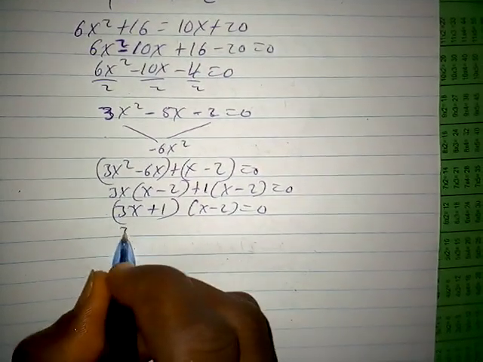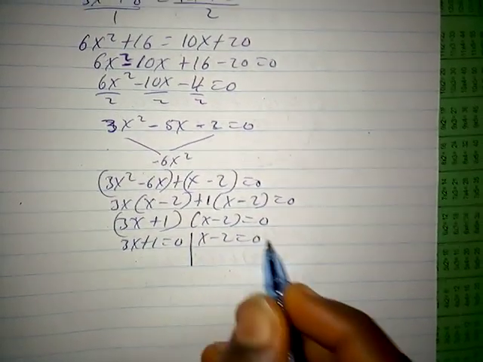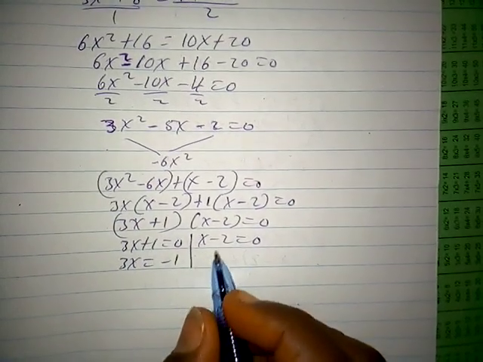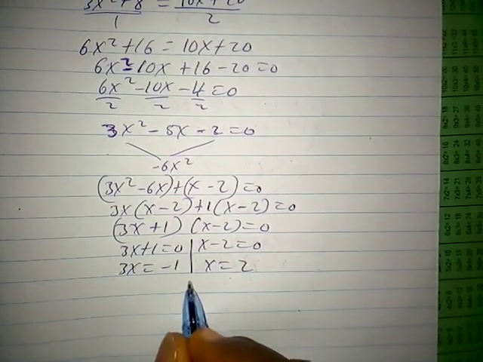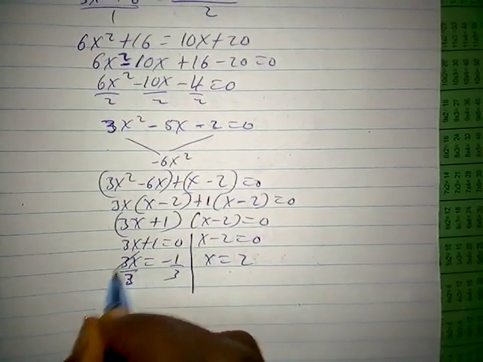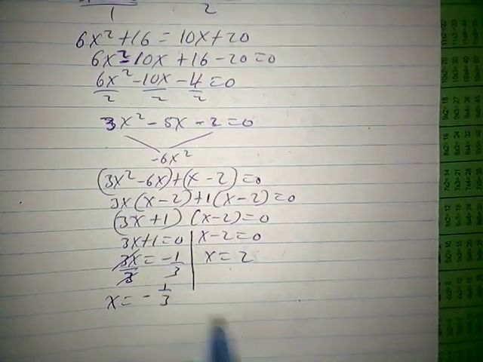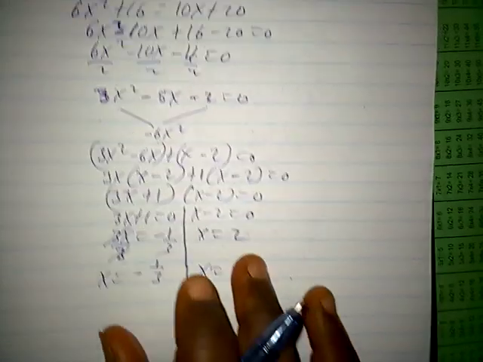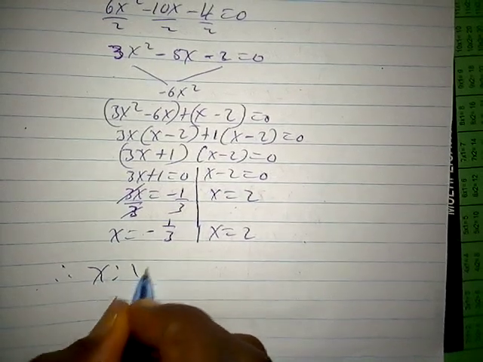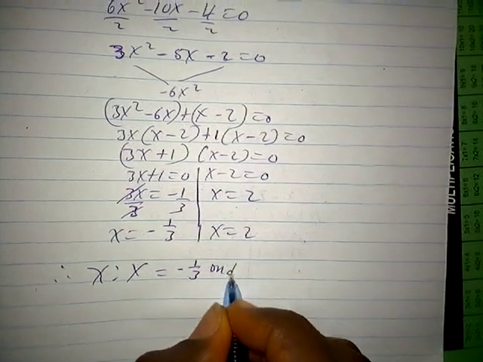What next? We say 3x plus 1 equals 0 and x minus 2 equals 0. What are we going to do? 3x equals minus 1. When we transpose, x equals 2. Next, divide both sides by 3. 3 divided by 3 cancels. So what is x? x equals minus 1 upon 3. Here x equals 2. So what are the values of x? Therefore, the values of x are minus 1 upon 3 and 2.